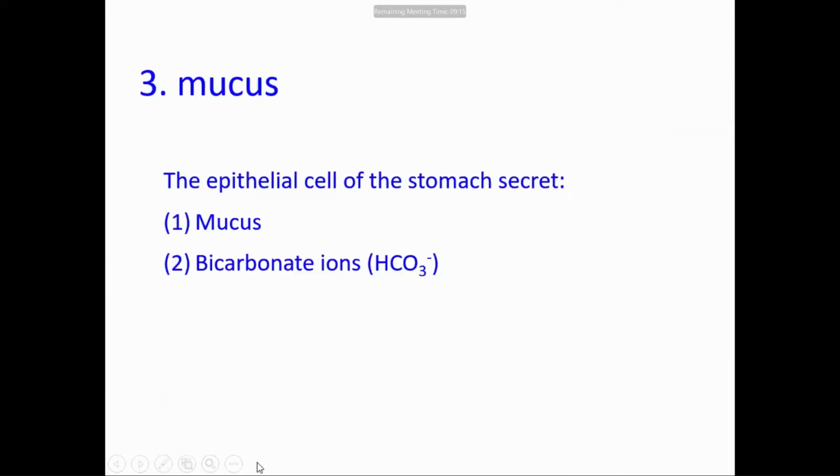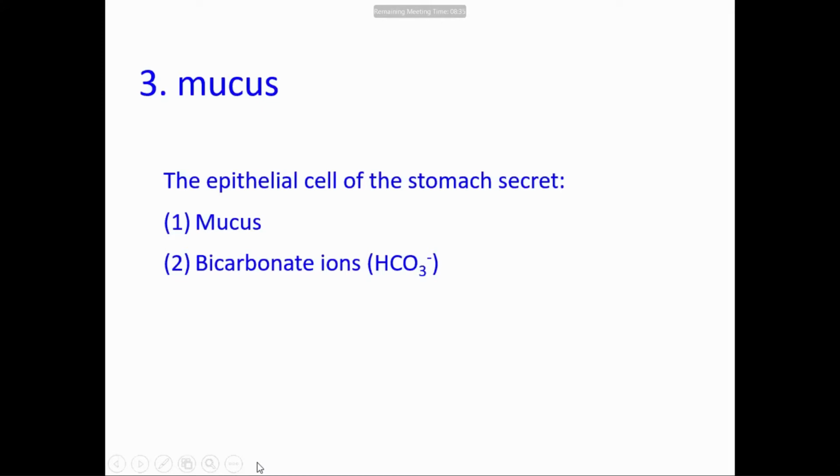Now another is the mucus cells. The epithelial cells of the stomach secrete mucus and bicarbonate. This mucus and bicarbonate are very essential. If there is no mucus and bicarbonate, the HCl that is produced from the parietal cell will auto digest the stomach itself.